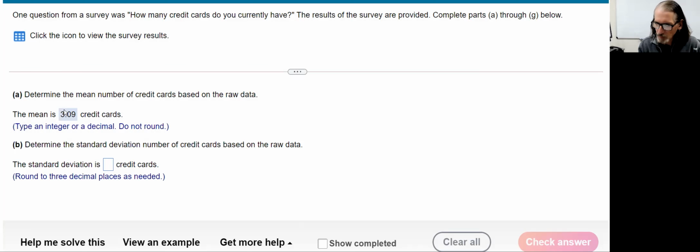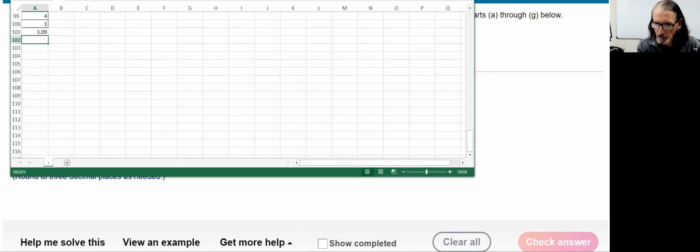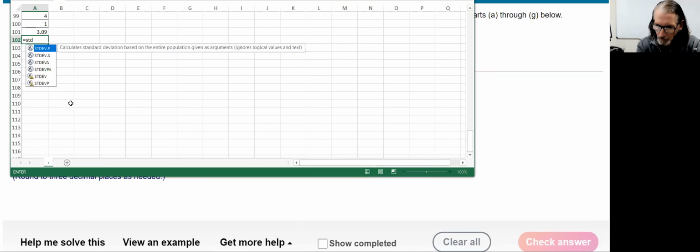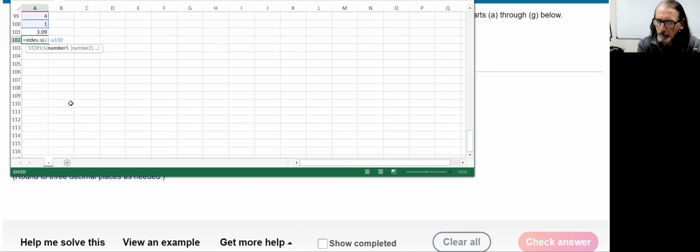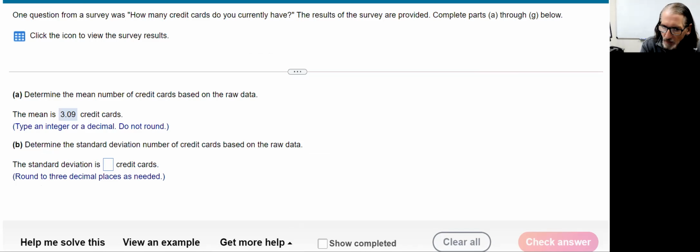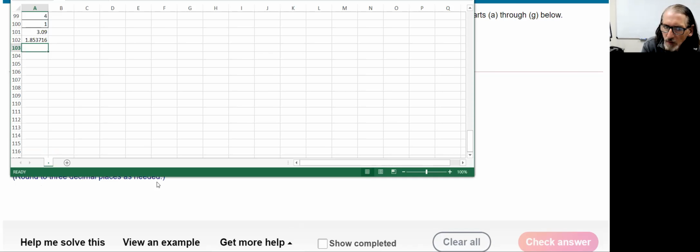Standard deviation. This is also a sample, as in the previous video. So the .s after stdev.s for sample, same column, and from 1 to 100, equal sign in front of the stdev.s. Now they want this rounded to 3 decimal places, so that's going to round, because of the 7 after the 3, round up to 1.854.